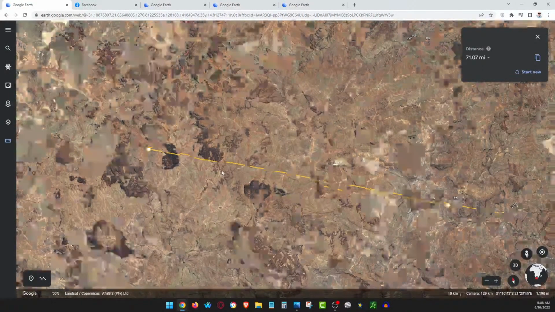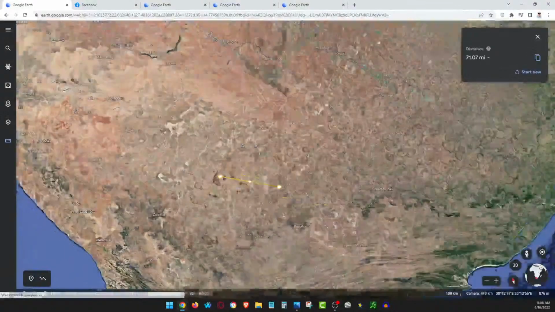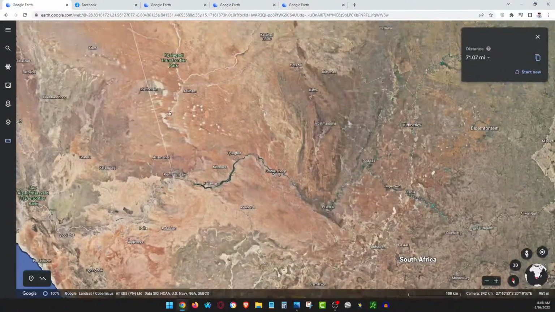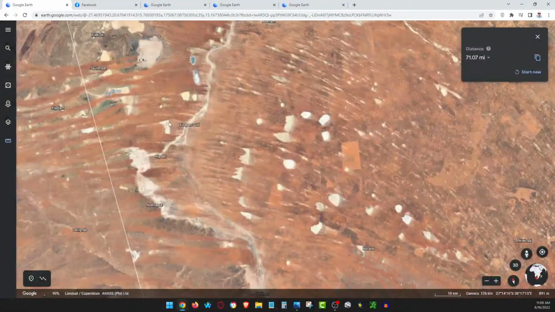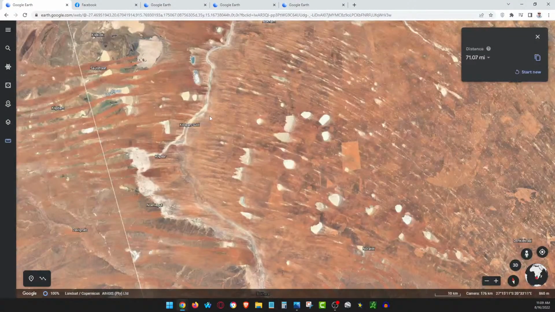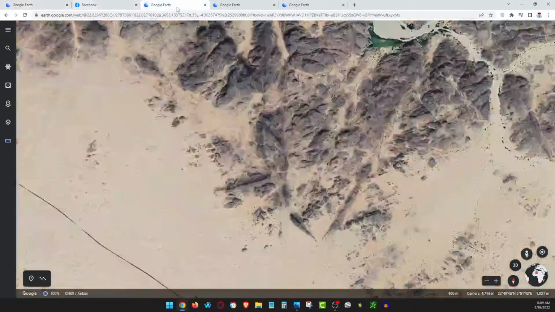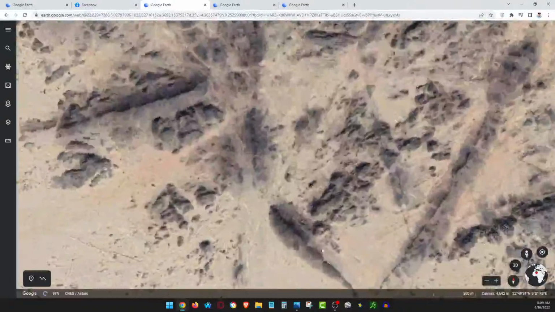A 71 mile long volcanic dike? I don't think so. Now, the weird thing is what looks like sand dunes down here turns into straight lines up there. That was my last video. I don't want to talk about that. I want to talk about this.